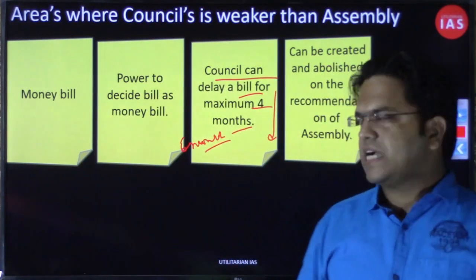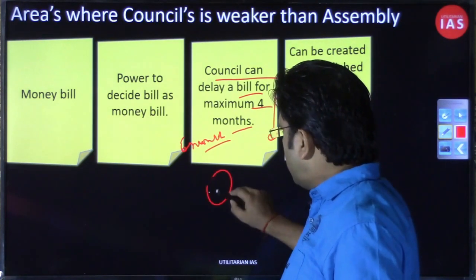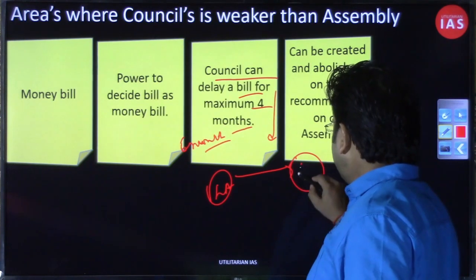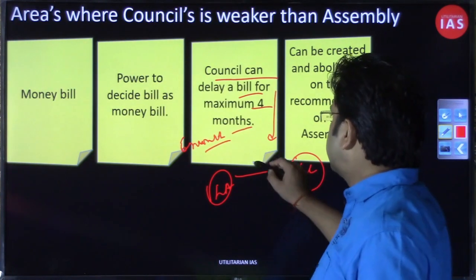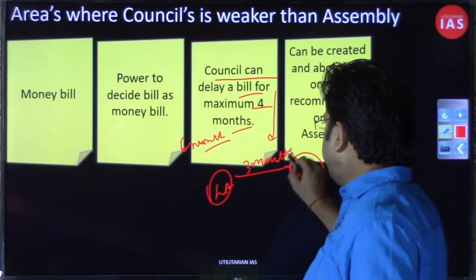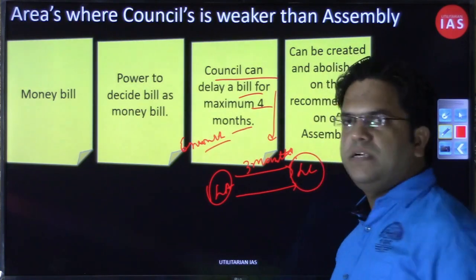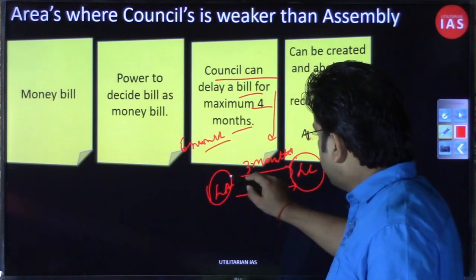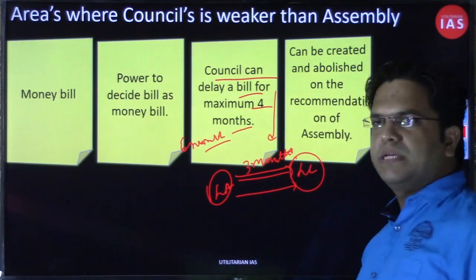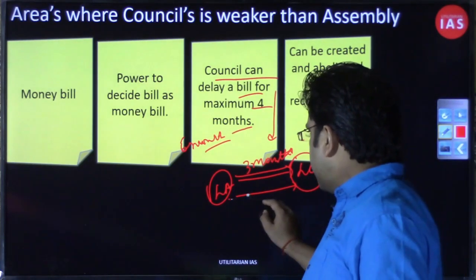Just as a briefing, if you remember, when a bill was passed by the legislative assembly and sent to the legislative council, in the first instance it could delay that bill for 3 months. In the second instance, if the legislative council does not do anything to the bill transmitted by the legislative assembly for 3 months, the legislative assembly will have the power to pass that bill again.